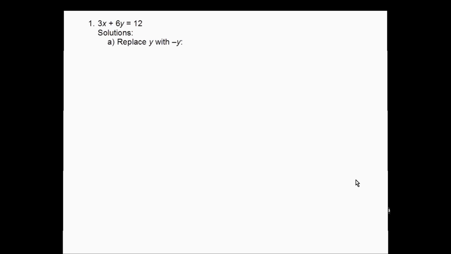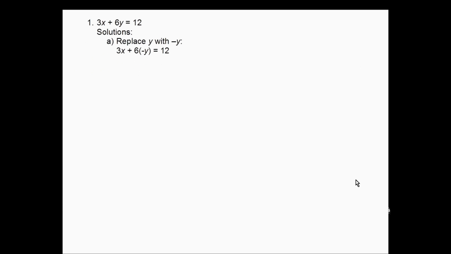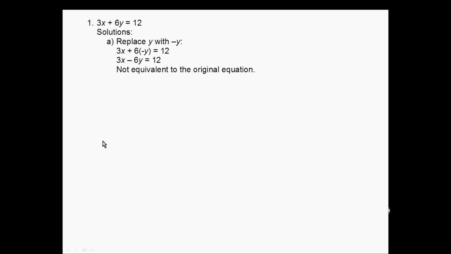So for part A, we're testing for symmetry with respect to the x-axis, so replace y with negative y. I'll have 3x plus 6 times negative y equals 12. Okay, 6 times negative y is minus 6y. So we have 3x minus 6y equals 12. Is this equivalent to the original equation? I don't think so. So it's not equivalent to the original equation. So we don't have symmetry with respect to the x-axis.